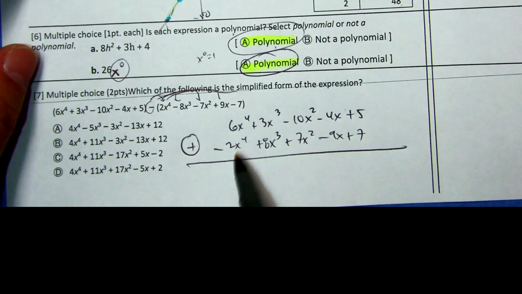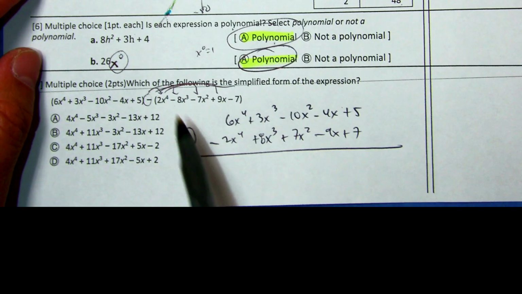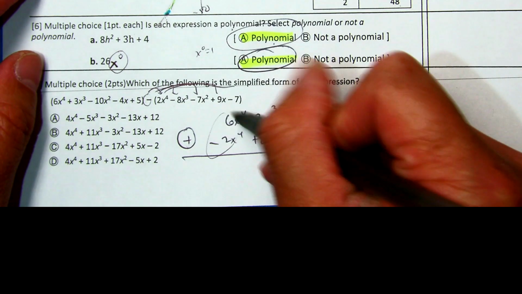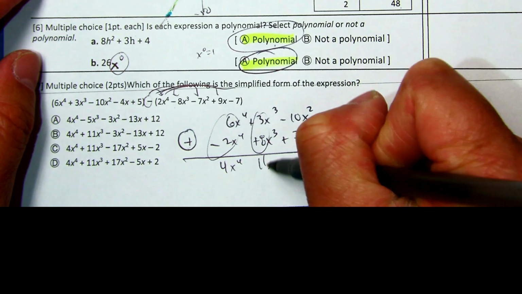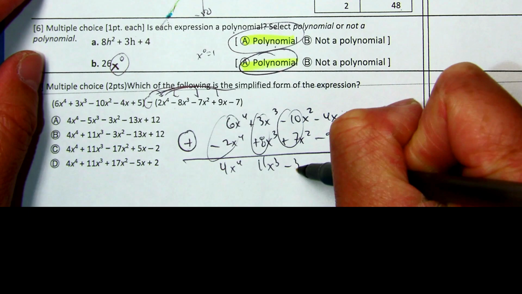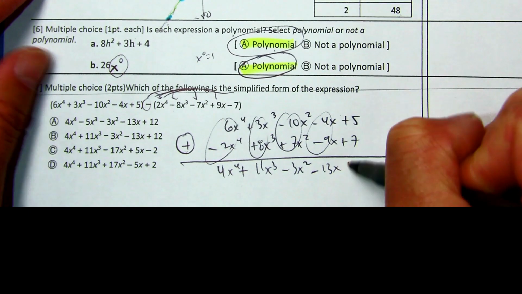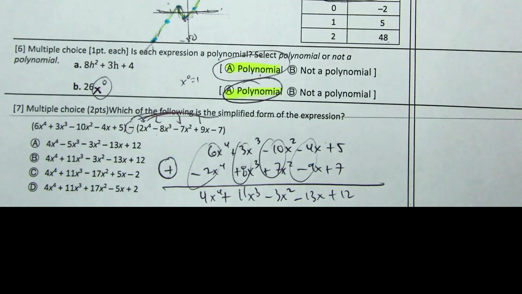Because I already changed all the math operations, we are now adding. So that would be 4, 11, -3, -13, and 12. And it looks like that would be choice B.